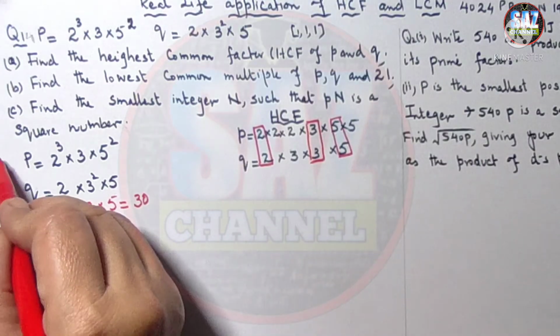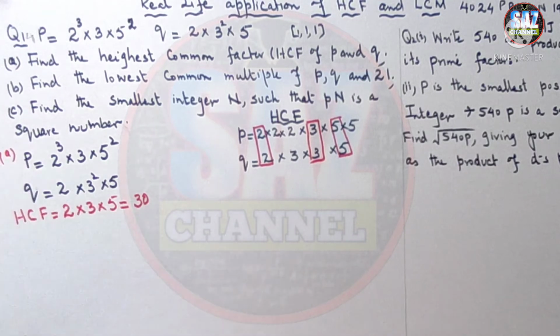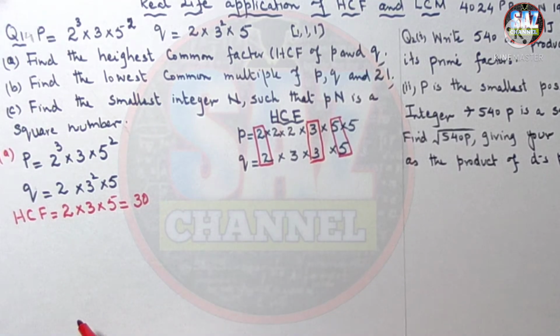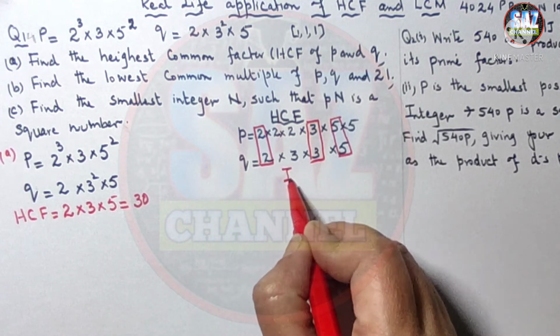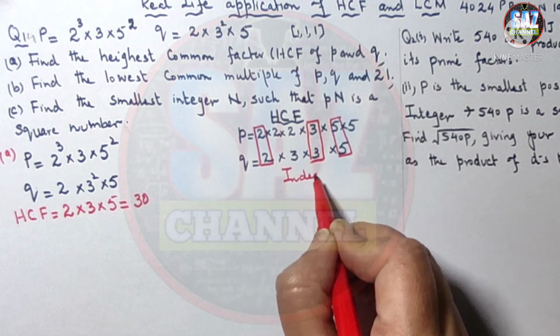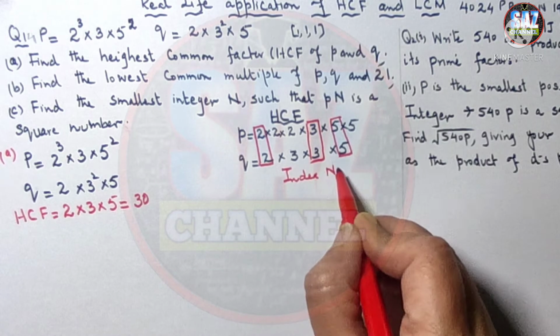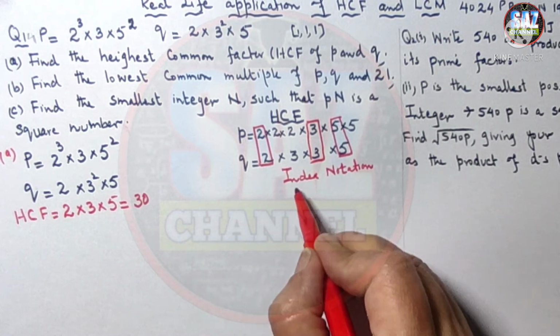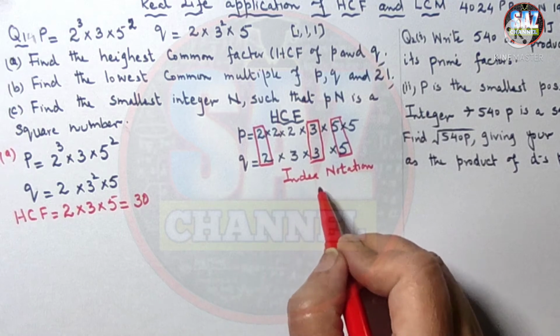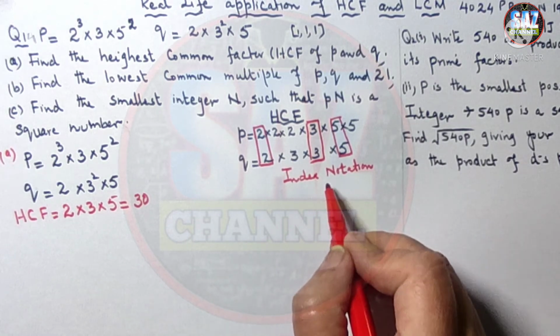I hope students you are really clear how to find the HCF of two numbers when the numbers are already factorized and given in the form of index notation. Numbers are given in index notation. These are the terms and vocabulary that we should have a clear grasp on before moving to the exam.